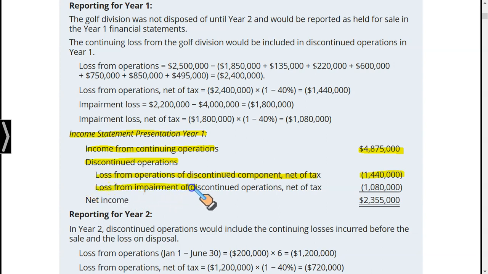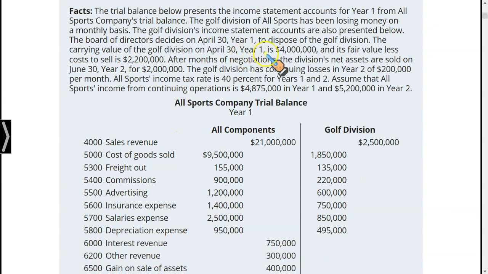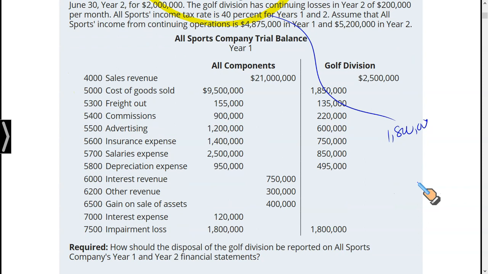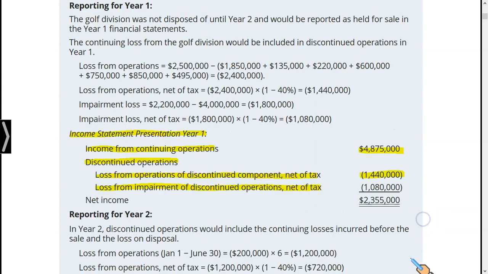Then loss from impairment of discontinued operation, net of tax. Let me show how it's calculated. This is the carrying value, and this is the fair value minus cost to sell. So clearly there is a loss of 1.8 million, which is already reported here as well, 1.8 million. We need to take it on an after-tax basis. So you simply take 1.8 million multiplied by 1 minus 40%. This will give you the after-tax figure, and that is $1.08 million. This is what is reported. And then you get the net income for the period.